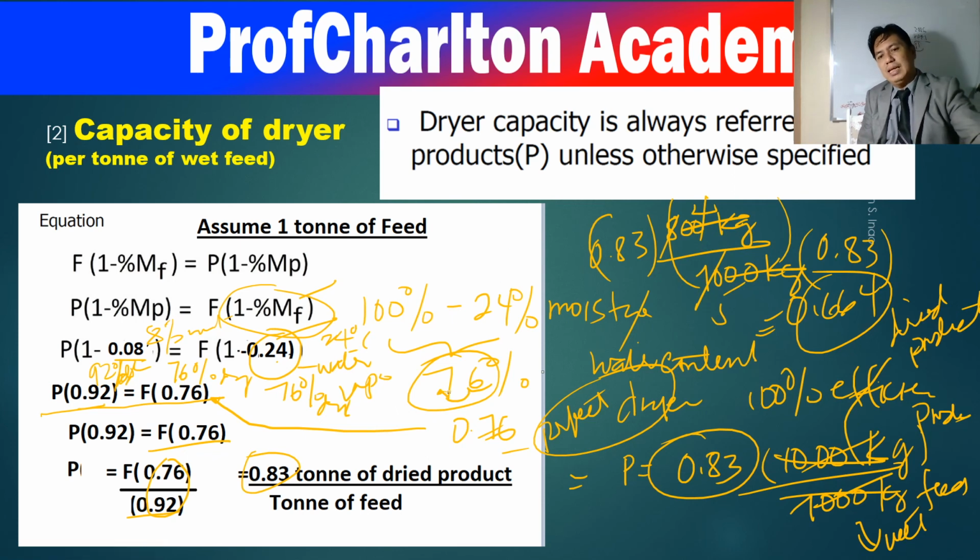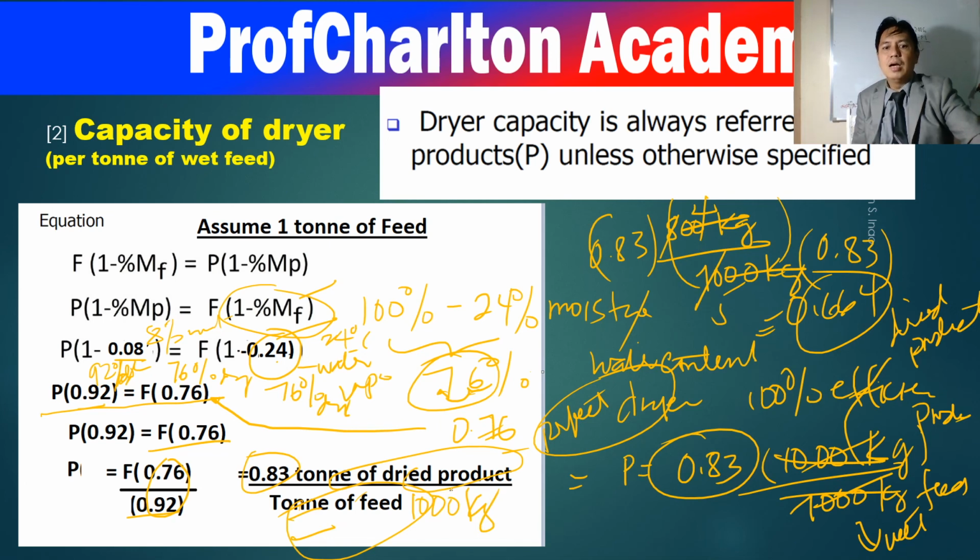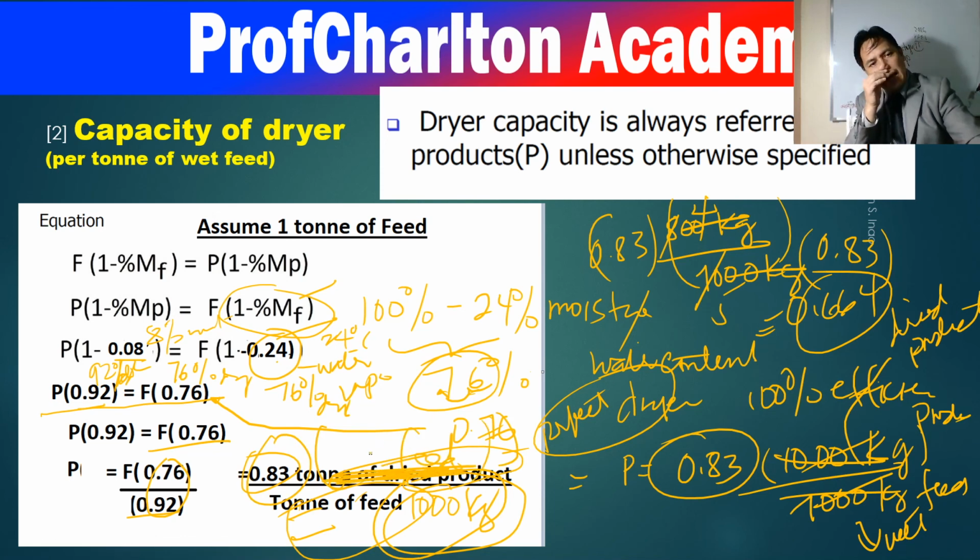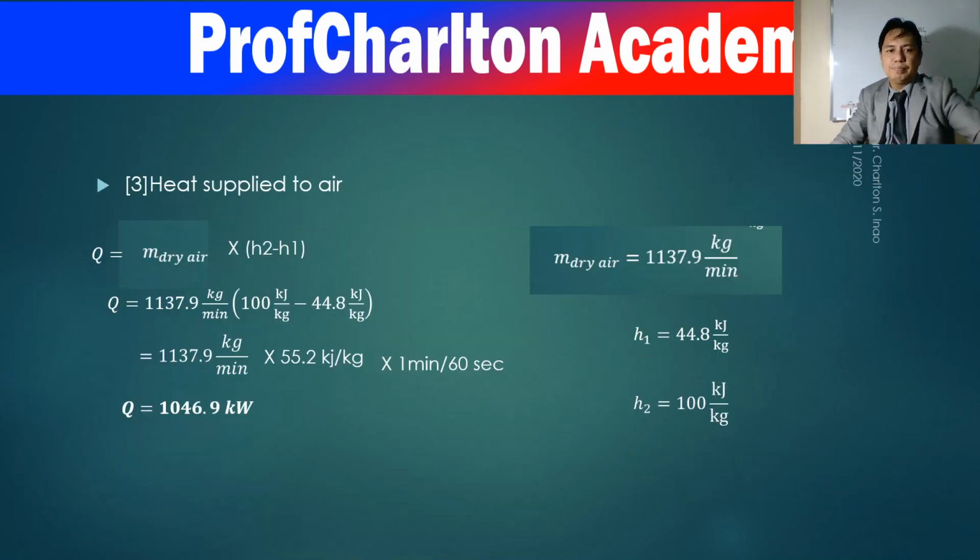So the model, it's like a modeling equation, yeah. So whatever is your input here, ton of dry product, yeah, per ton of feed, meaning ton, long ton, metric ton, 1000 kilogram. Meaning for every 1000 kilogram, you will have 0.83 of whatever is the feed. That is the meaning of the capacity, because capacity is always referred to the product side, no? Unless otherwise specified. No? That is the model equation for the capacity of the dryer. Now we go to the last question, because it takes long time to solve this.